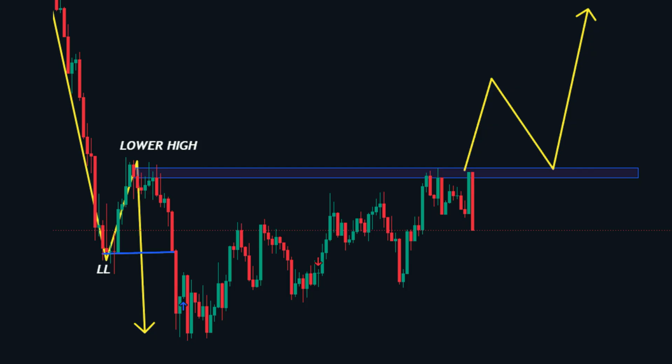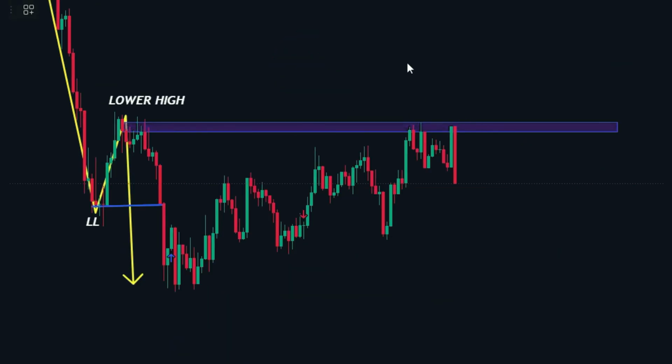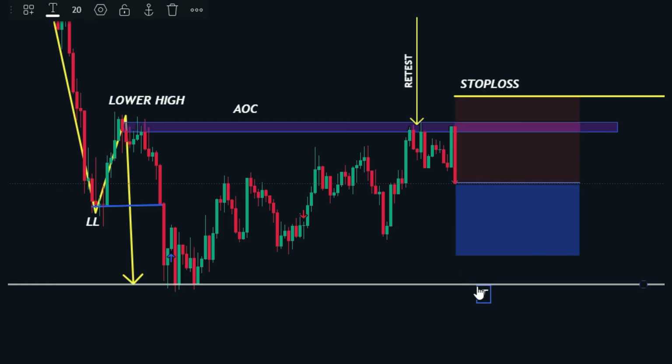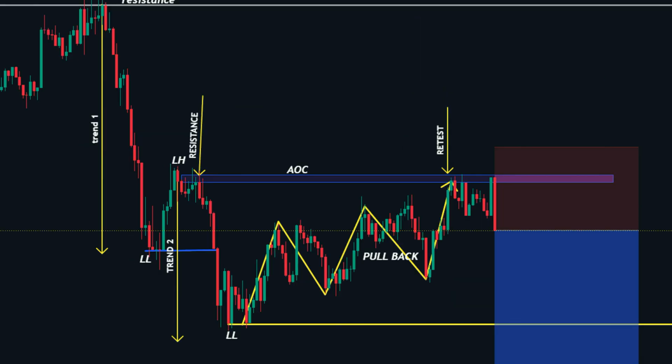If price breaks and holds above the AOC and the lower high, the sell idea is invalid. That means I do not keep selling just because I want the setup to work. If invalidation happens, the technical read has changed. The target is the previous low and the next logical support level. That target makes sense because price is moving from one important level toward the next important level.